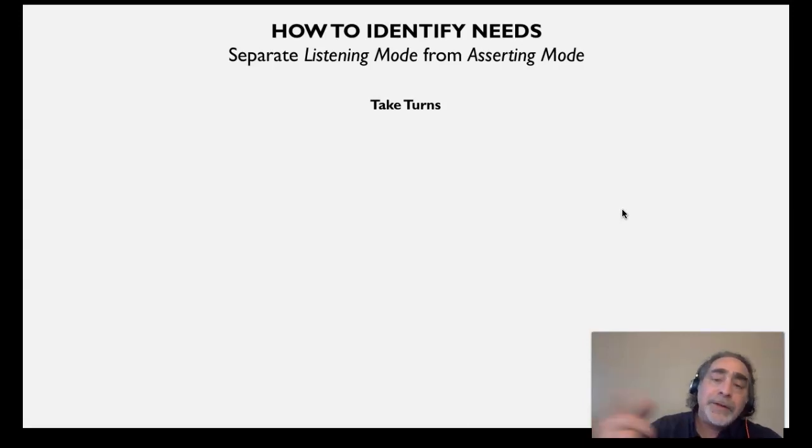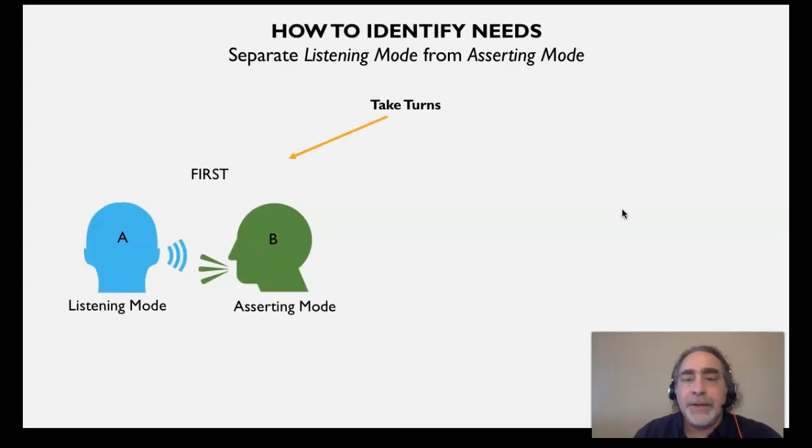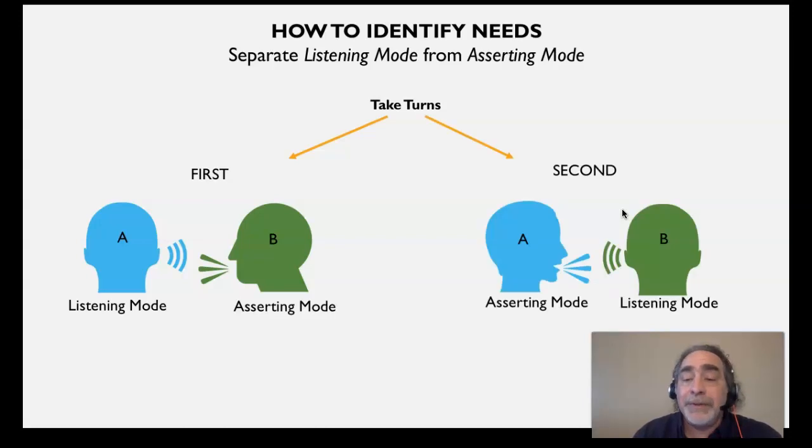Not simply turns one after another in the conversation, where one person says one thing and the other person says something. Take turns between listening mode and assertive mode. What does that mean? That first, one person is in listening mode and the other is in assertive mode for some time until the person who is asserting expresses his or her needs and feels understood by the person in listening mode. And only when that happens do you switch, and the person who is in assertive mode becomes the one in listening mode, so you get both in time.